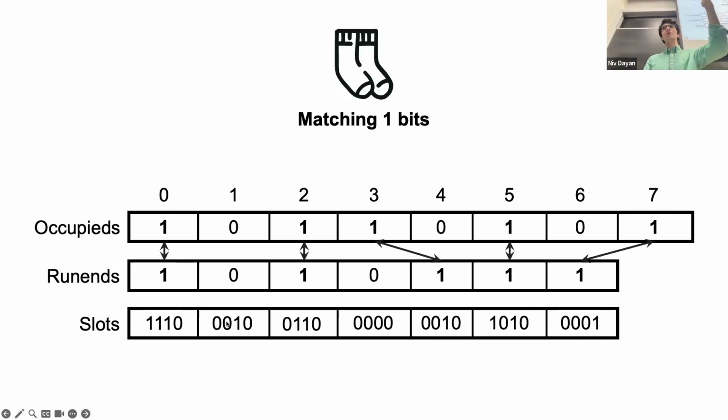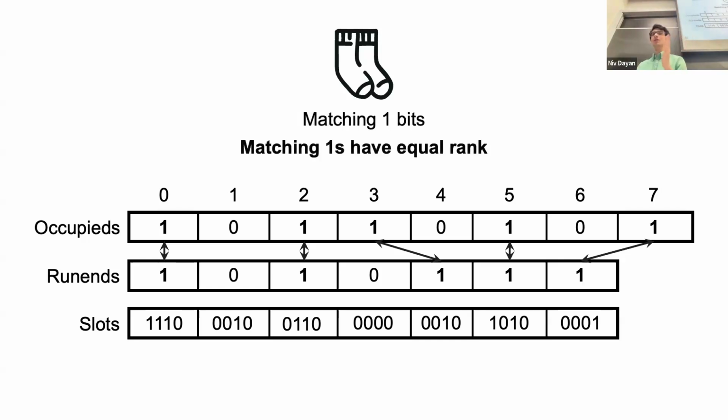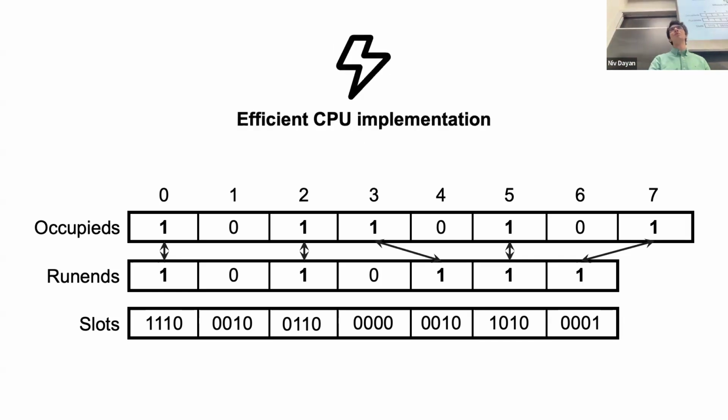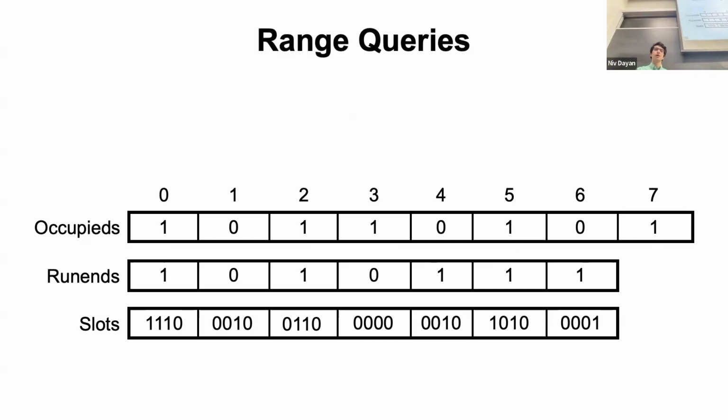Tells you, for any 1 bit in the occupied bitmap, you have a matching 1 bit in the run-ins bitmap. And it turns out these ones have equal rank. So the first one in the occupied bitmap matches the first one in the run-ins bitmap. The second one in the occupied bitmap matches the second one in the run-ins bitmap, and so on and so forth. Okay. So you can use rank and select primitives to traverse this matching. And because you have efficient CPU implementations for rank and select, this is going to be quite fast. Okay. So that's the structure in its generality.